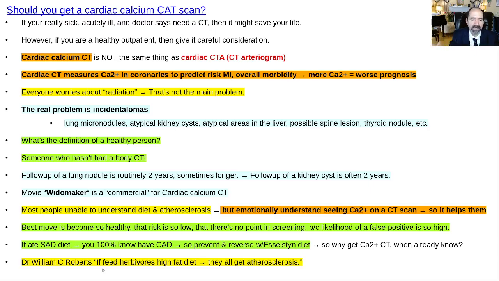By eating the Esselstyn diet, regardless of whether you're going to get the scan or not, you just eat it, you can forget about it, and then you're highly protected. Now, if you've already seen a doctor and he's telling you something, I'm going to leave that between you and your doctor, but I'm just telling you what I would do, how I see this situation. You do whatever you want, but I'm just letting you know how to think about these medical problems.